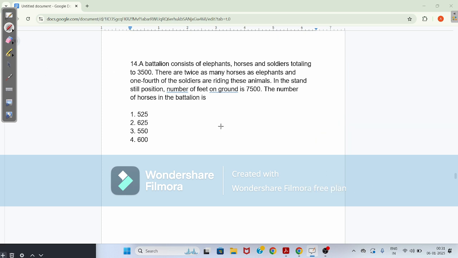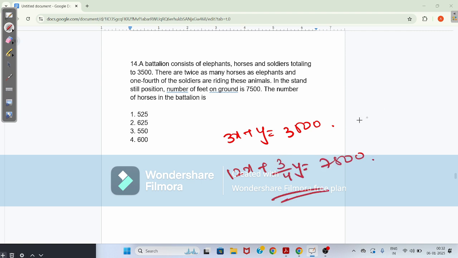Now calculate these two values. 3x plus y is equal to 3500, and 12x plus 3 by 4 into y gives the value 7500. When you calculate these two equations, the value of x will become 300. And how many soldiers are there? 2x value of soldiers, that equals.